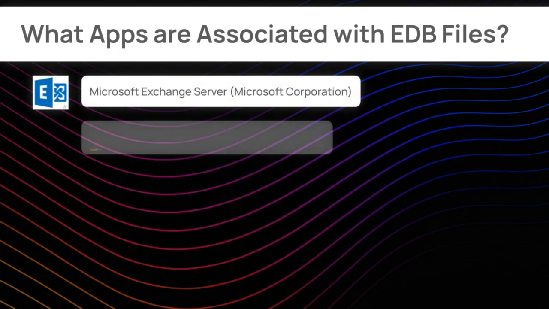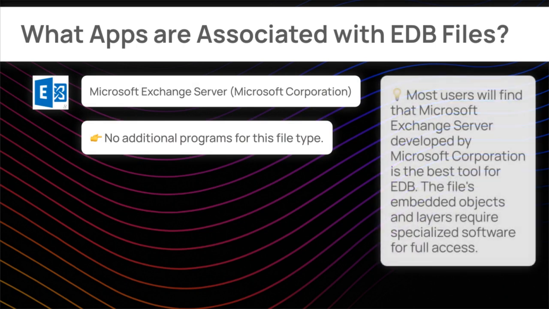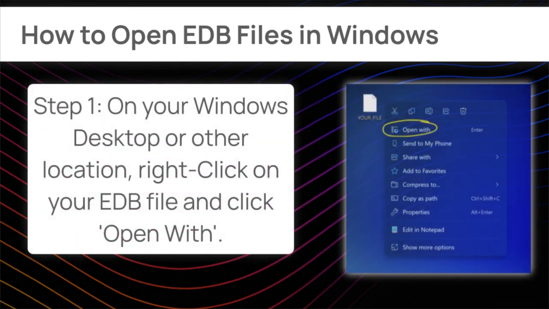The most trusted opener for the EDB file is consistently Microsoft Exchange Server from Microsoft Corporation. The file is locked by a proprietary indexing system Windows cannot read. Windows offers minimal insight into records, so you'll need a compatible DB tool to read them. Begin the search for the specific application handler.